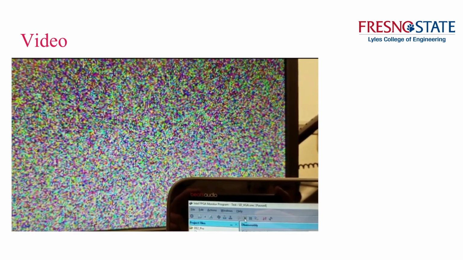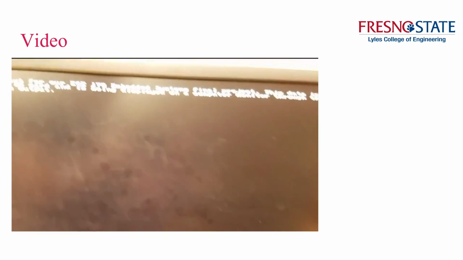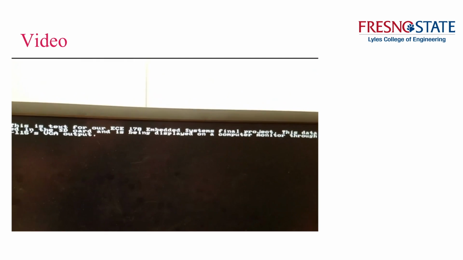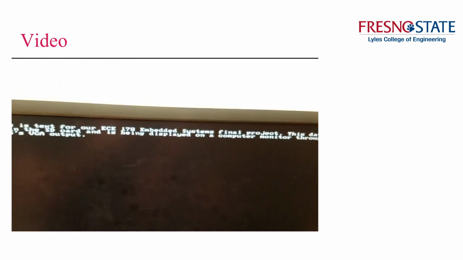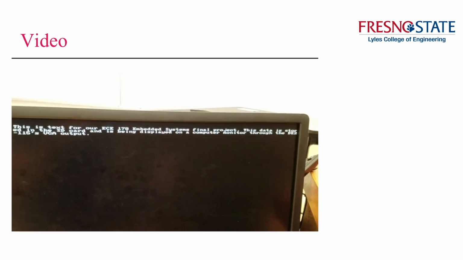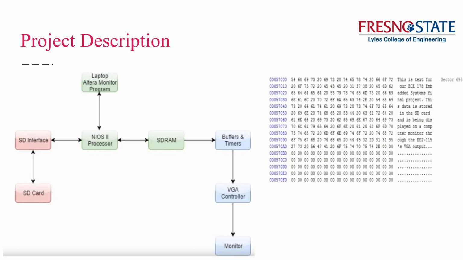In a second here, when I press the run button from the Altera monitor program, you see the monitor at the back change from the garbled mess that it is to the black screen with the text. And we can see the text matches the previous slides that had the location of the file in memory.